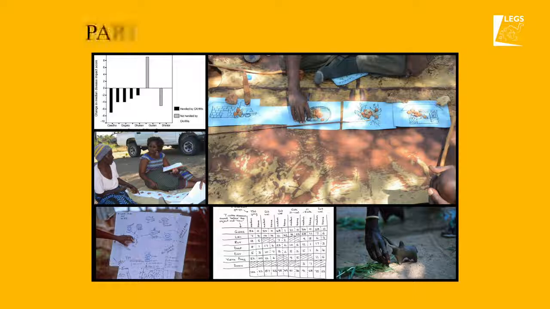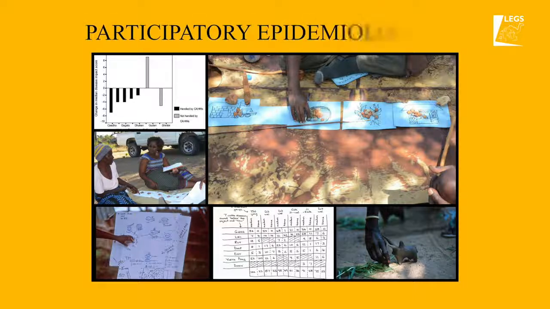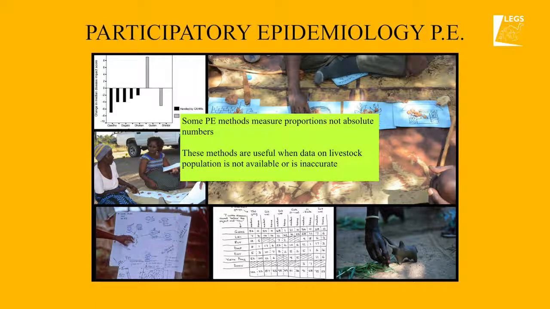One way to overcome this problem during impact assessment is to use methods from participatory epidemiology, or PE. These methods are useful in difficult situations because they measure proportions and not actual numbers. For example, instead of trying to measure the exact number of animals receiving veterinary care against a total number of animals, it is possible to measure the percentage of animals using PE methods. We'll look at this in more detail in the third approach for improving impact assessment.